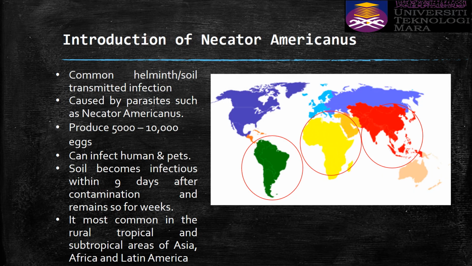Human hookworm disease is a common helminth infection that is predominantly caused by the nematode parasites Necator americanus and Ancylostoma duodenale. Organisms that play a lesser role include Ancylostoma ceylanicum, Ancylostoma braziliense, and Ancylostoma caninum. Hookworm infection is acquired through skin exposure to larvae in soil contaminated by human feces. Soil becomes infectious about 9 days after contamination and remains so for weeks, depending on conditions.